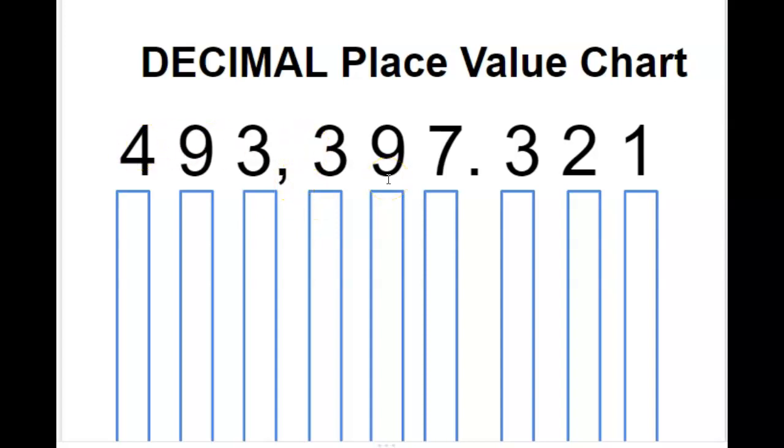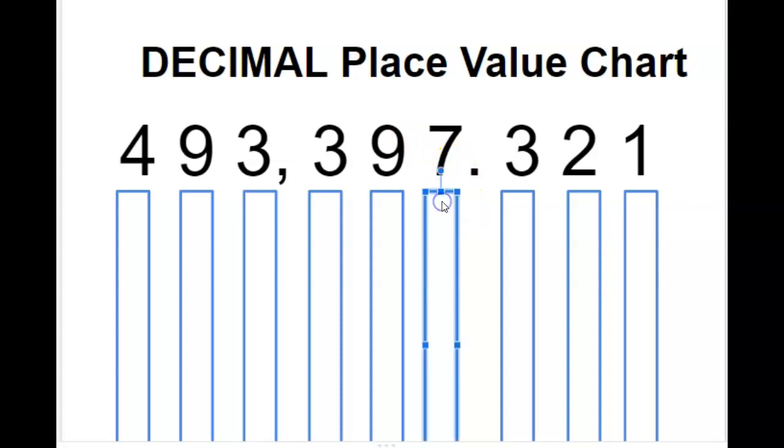I have a number here, 493,397 and 321 thousandths. And I'm going to go over the place value of each digit of this number. I'm going to start by looking at where my decimal point is. It's very important that you remember where your decimal point is, and the digits next to it will allow you to identify the place value of each number.